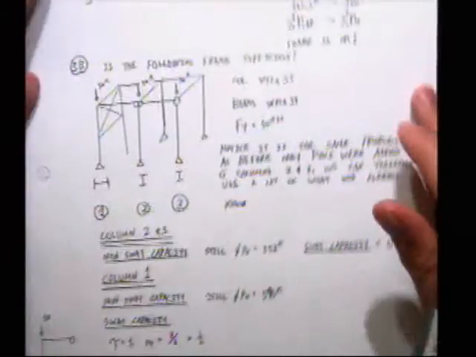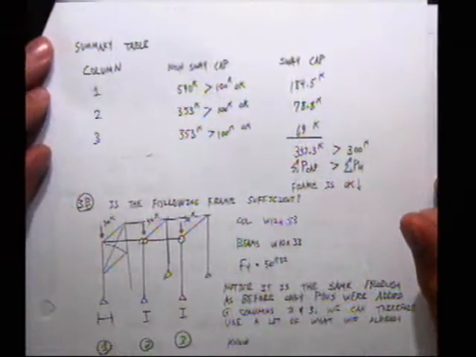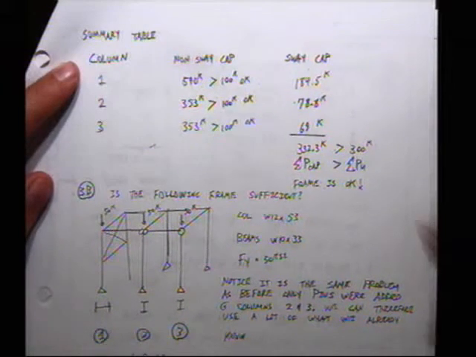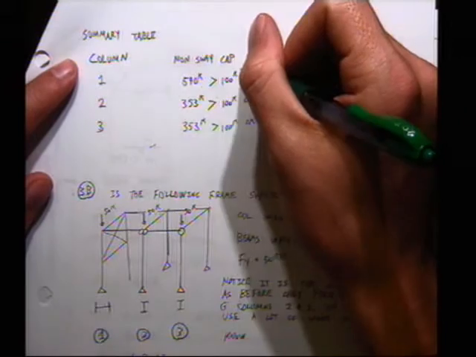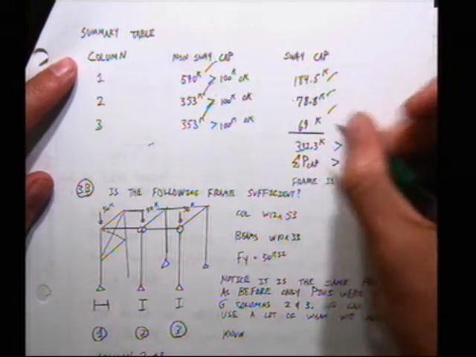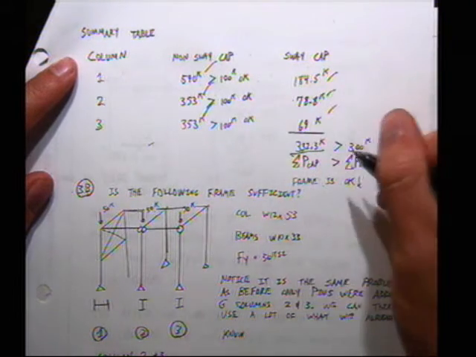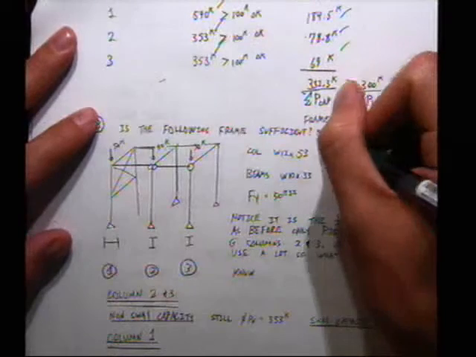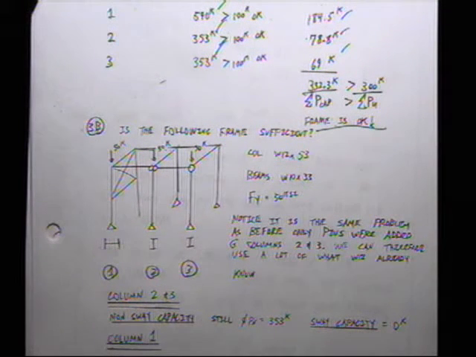Now, I highly, highly recommend making a table, not only for your organization, but for your grade, where you have your non-sway capacity, you have your sway capacity, and look, when you total it up, we get 332.3 kips, which is just greater than 300. Frame is okay. Does that make sense?